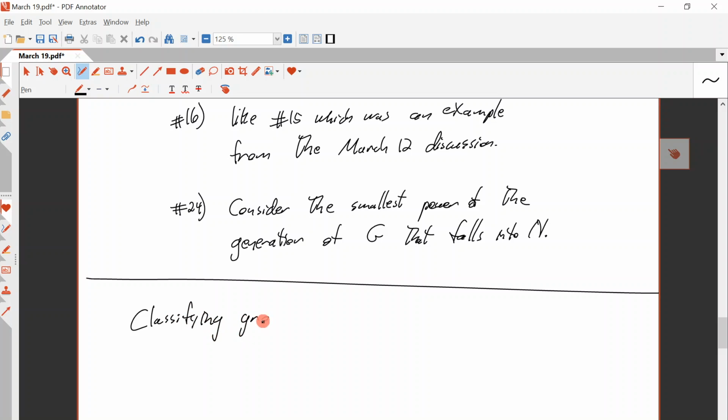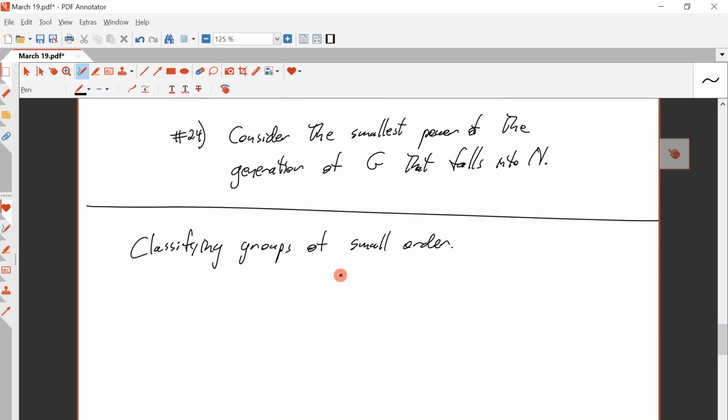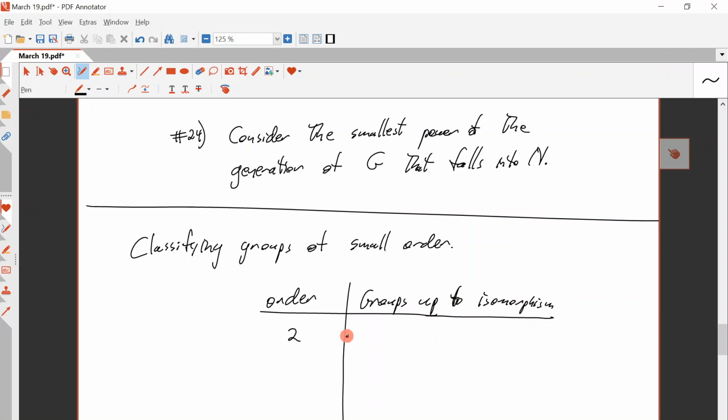Classifying groups of small order. Okay, so groups of order 2, groups up to isomorphism. For order 2, there's only Z2.